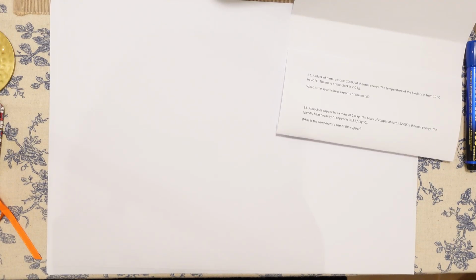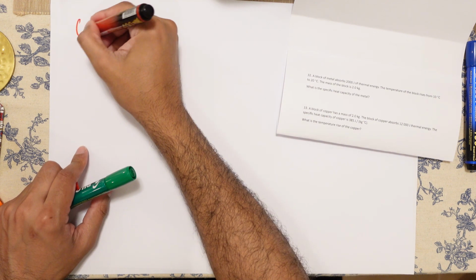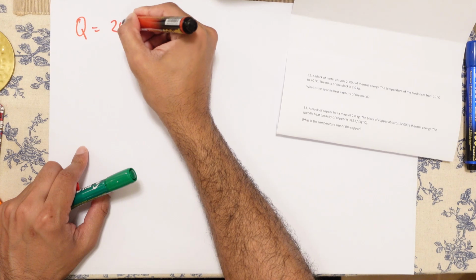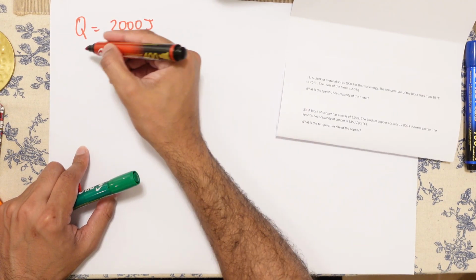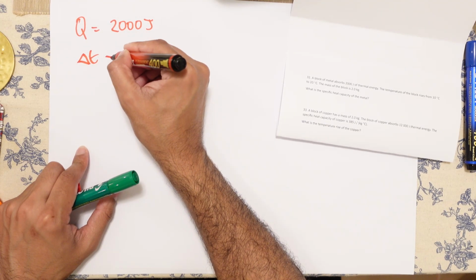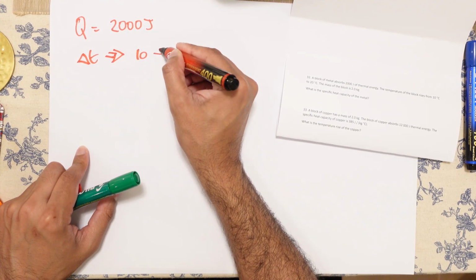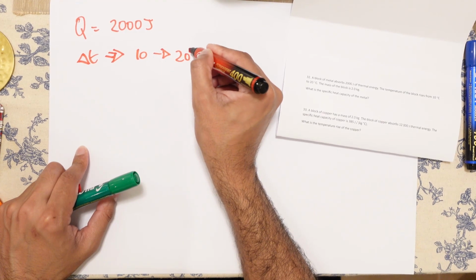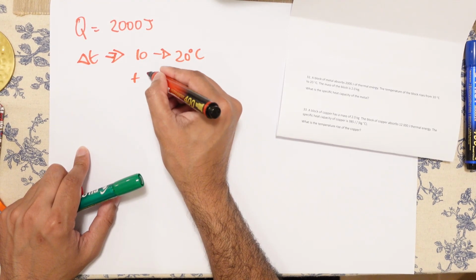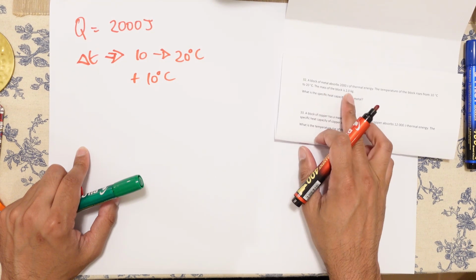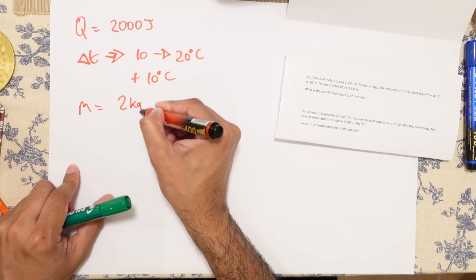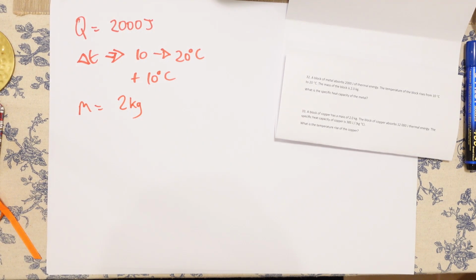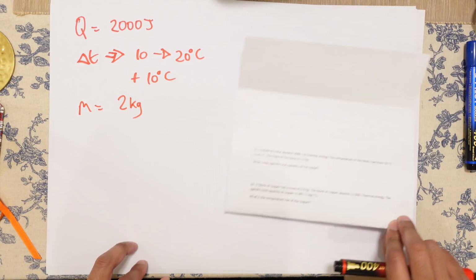So the very first thing that we do is we write down everything that we know. So Q is equal to 2,000 joules, as it mentions there. The temperature, so delta T goes from 10 to 20 degrees Celsius. So that's basically plus 10 degrees C. What else is there? The mass is 2 kg. Okay, so then all we do is we plug in the formula to find out C.